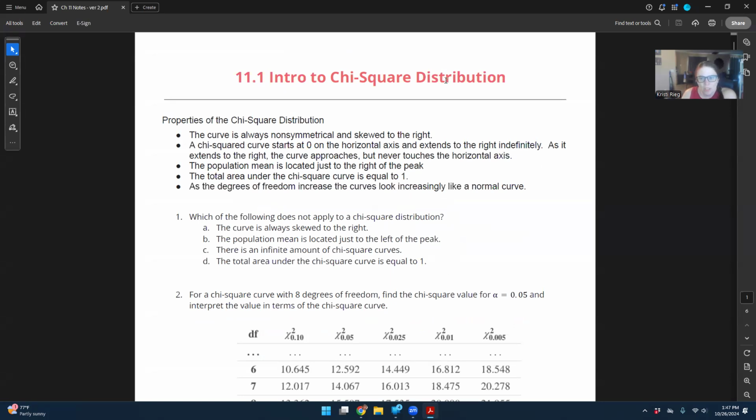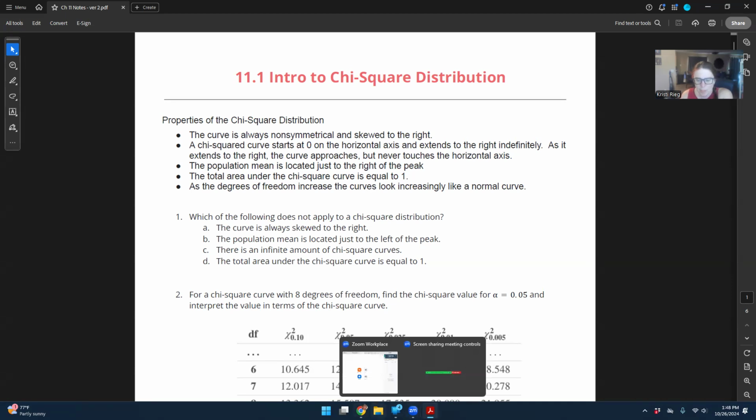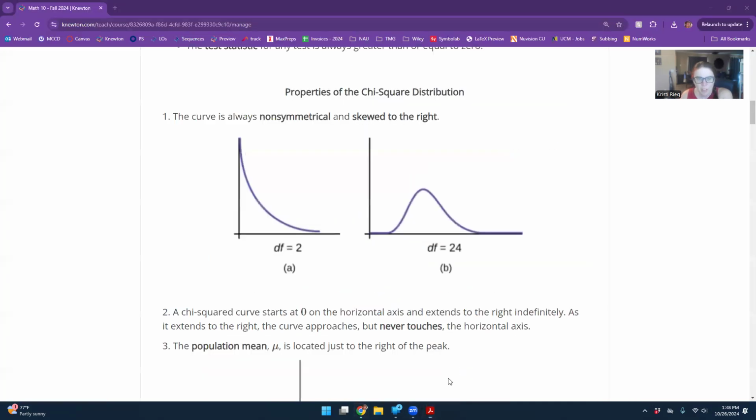So chi-square distribution is just a hypothesis test with a very specific formula. And we're not even going to get that far today. We're just going to talk about some characteristics that are unique to chi-square distribution. So you have these 5 things written right here on your notes, and I'm going to go into each one of those in a little more detail. So let me switch to my pictures.